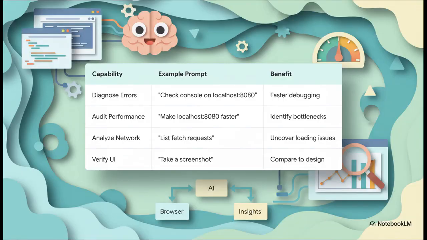This just unlocks a whole new universe of workflows. You can ask the AI to find console errors, run a performance audit to figure out why your largest contentful paint is so slow, analyze your network requests to find weird loading issues, or even just, hey, take a screenshot to see if the UI's right.